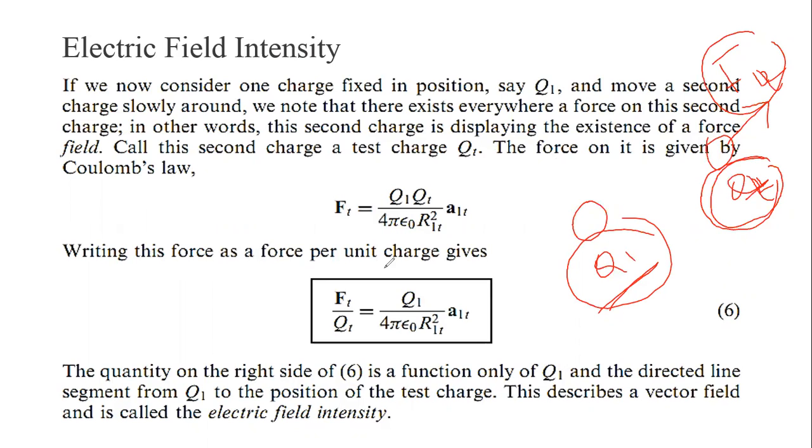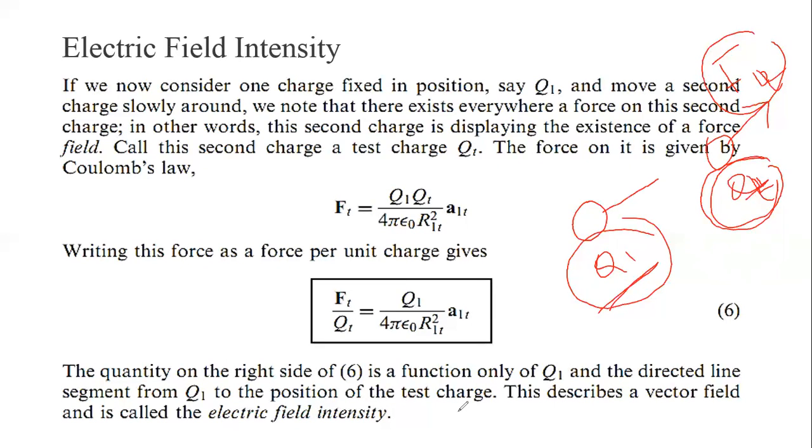So Ft divided by Qt will be equal to Q1 divided by 4 pi epsilon naught r1t square into a1t. If we take this equation as the force per unit test charge, it will be equal to q1 divided by 4 pi epsilon naught r1t square into a1t, whereas a1t is the unit vector along this line r1t. So the quantity on the right hand side is a function only of q1 and the directed line segment from q1 to the position of the test charge.